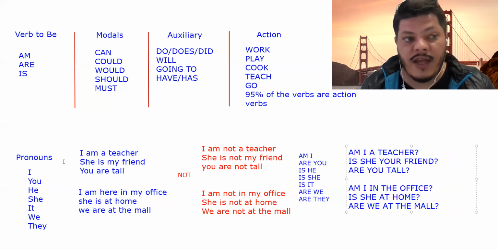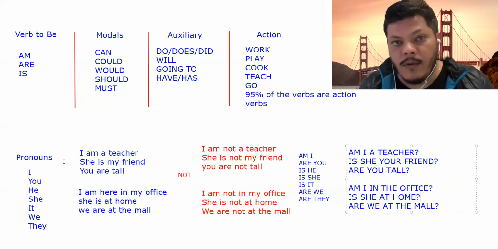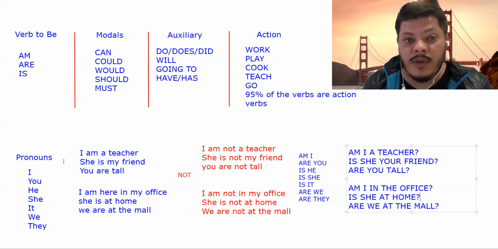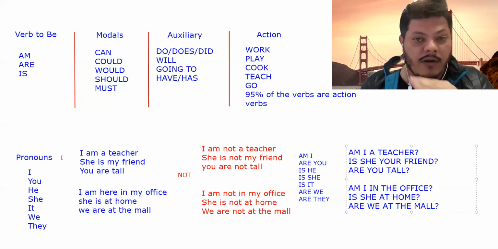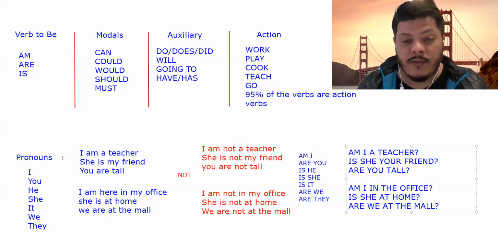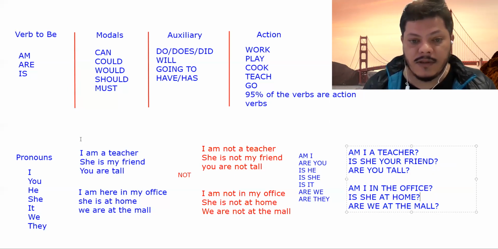So you will never say "do I am" or "does she is" or something like this. Never. The verb to be does not use auxiliary verbs. When you talk about the verb to be, like I said before, it's a strong verb. And because it's a strong verb, all you need to do is change the position for interrogatives, okay?